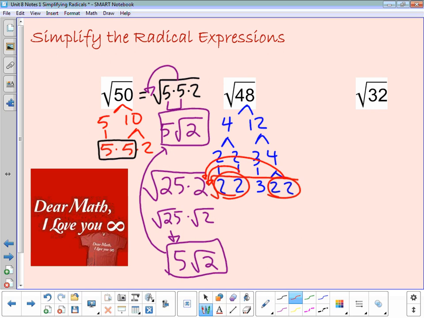So here's what I have. I have a 2 out front from that pair. I have another 2 out front from that pair. And I have a 3 left over underneath because the 3 didn't have a pair to come out with. So I have 2 times 2 times the square root of 3. 2 times 2 is 4. 4 square root 3.